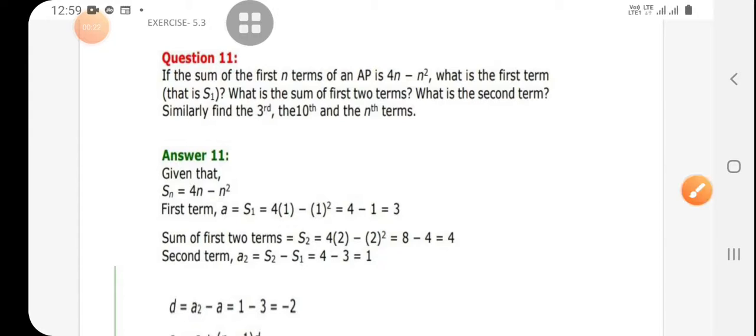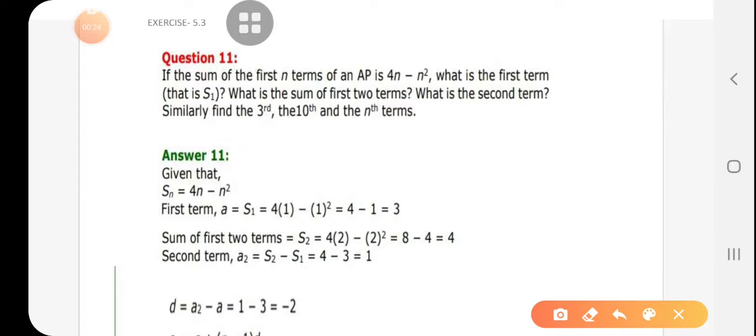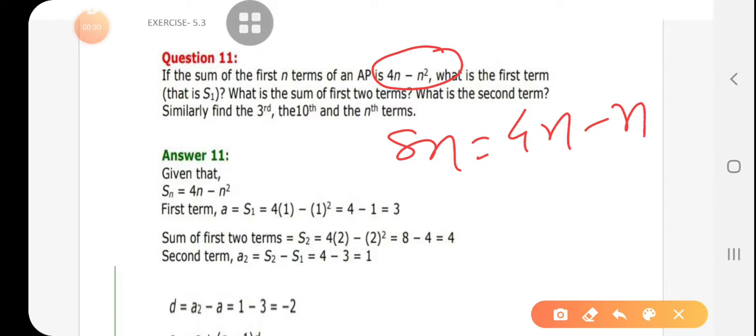In this question, the sum of the terms is given. That means Sn is equal to 4n minus n square. This is given. With the help of this, you have to find the terms. Remember it. I have already told you that the sum of the terms is given here. With the help of this, you have to find the second term, third term, tenth term. So we will find it. Just see here.